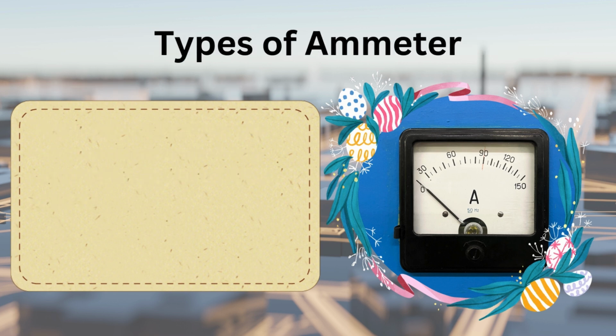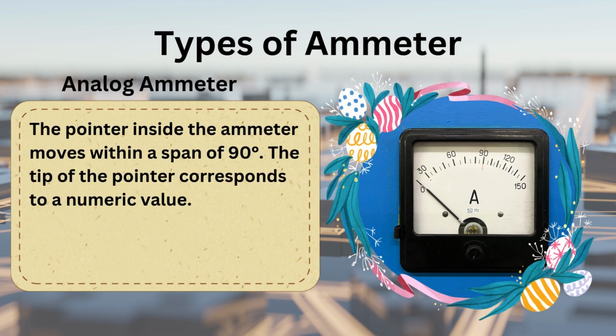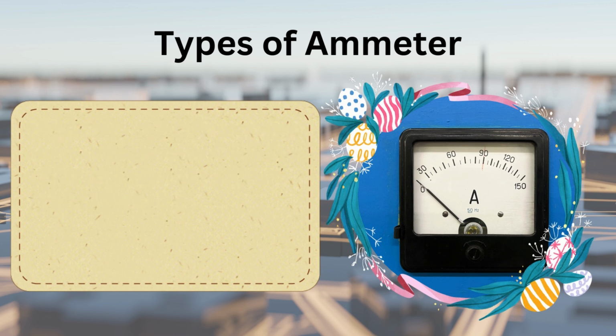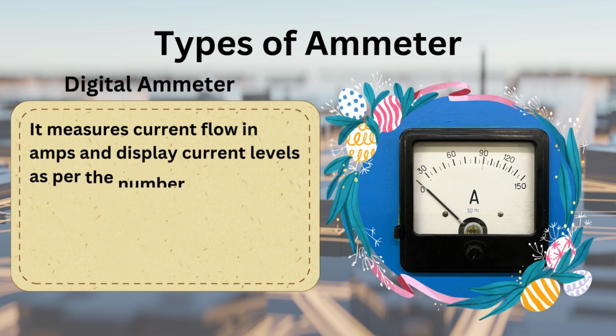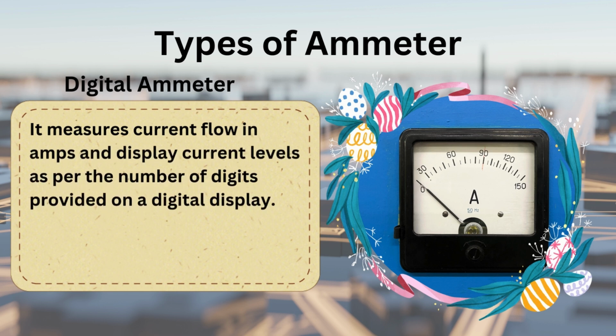For the types of ammeter. Number 1. Analog ammeter. The pointer inside the ammeter moves within a span of 90 degrees. The tip of the pointer corresponds to a numeric value. Number 2. Digital ammeter. It measures current flow in amps and displays current levels as per the number of digits provided on a digital display.